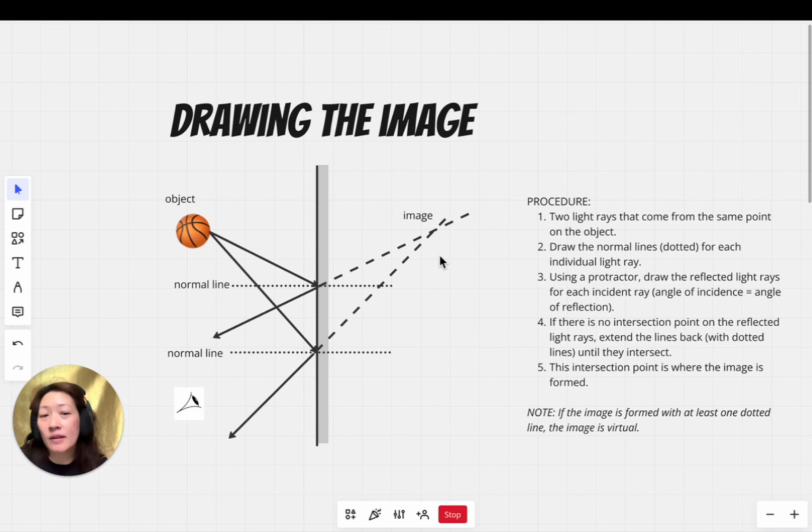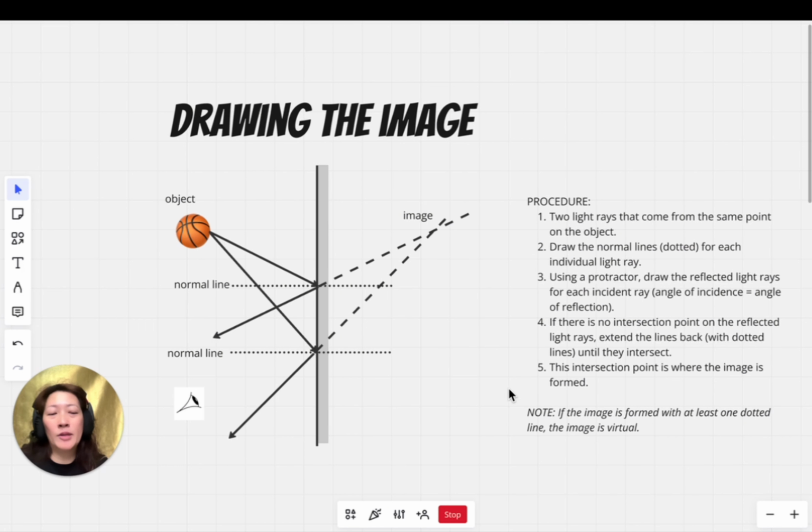The reason why we see the image formed behind the mirror is because that's how the reflected rays intersect. When we look at the mirror from this position, we perceive the image to be formed at this point. That's why the image is formed behind the mirror at an equal distance from the surface as the object.